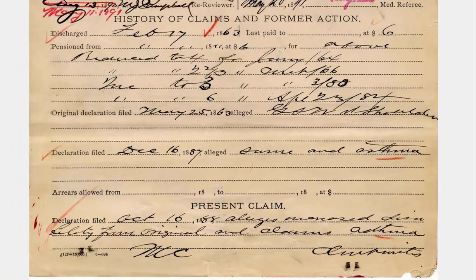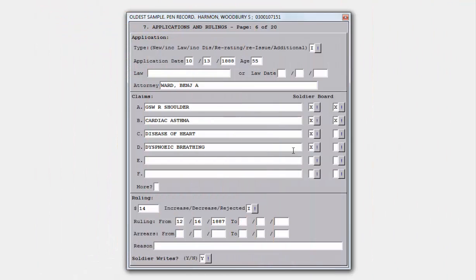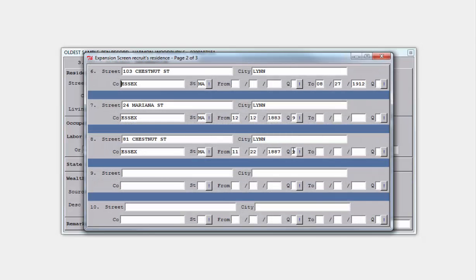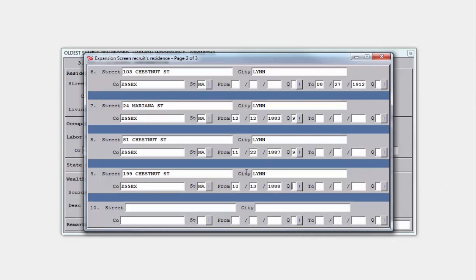The bottom third of the ruling form, the history of claims and former action, is examined to ensure that all the soldier's claims and rulings have been entered correctly. The claimant gives his address on the application as 199 Chestnut Street, Lynn, Essex County, Massachusetts. We enter this with the application date, October 13, 1888, in the from date field.